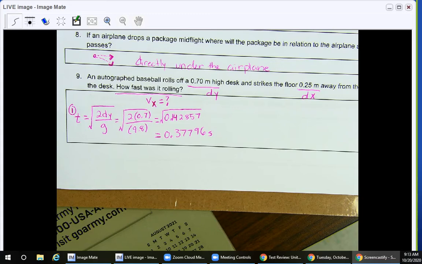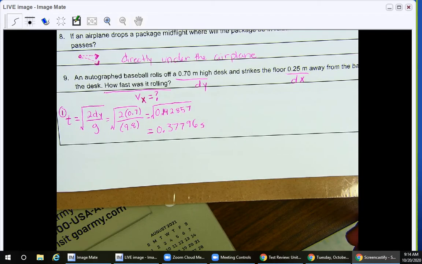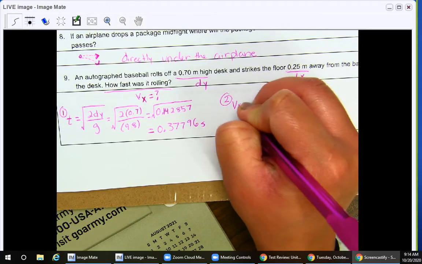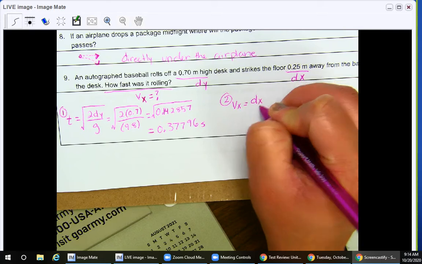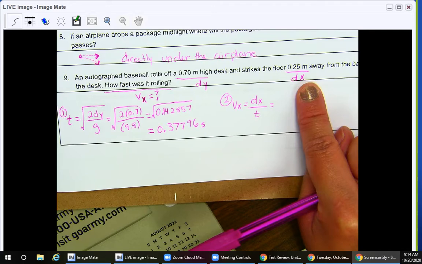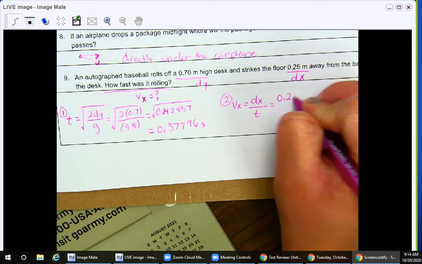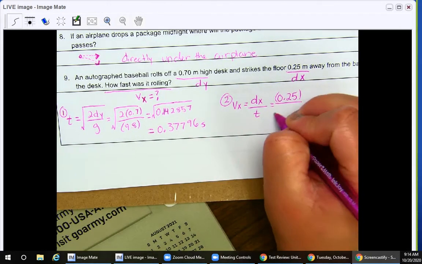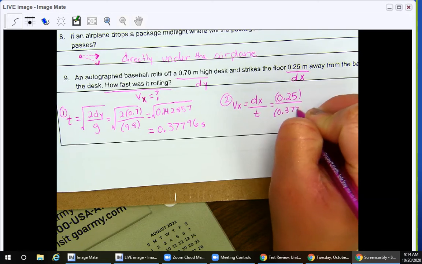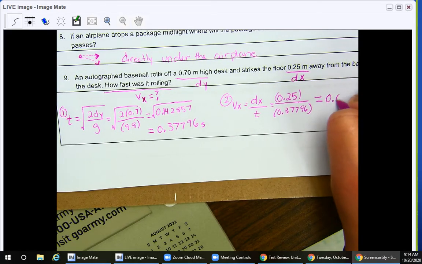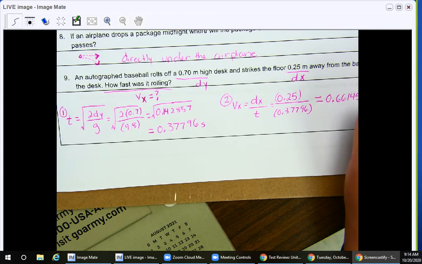That's just the time. Now we can use time to solve for Vx in our second equation. In our second equation, Vx equals dx over t. Dx in our problem was 0.25. Time, we just solved time, that's 0.37796. When you divide those two, you get 0.66145 meters per second.